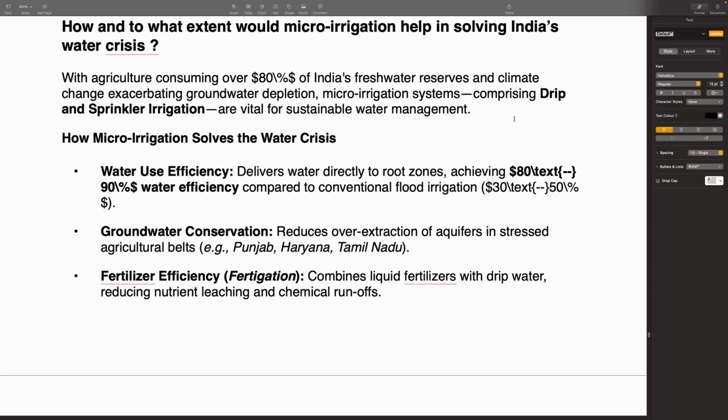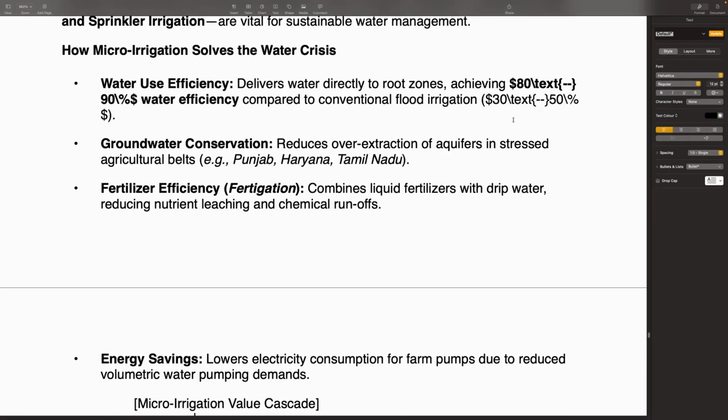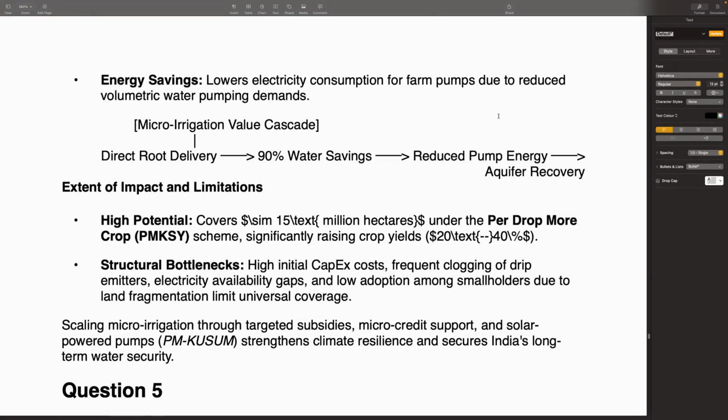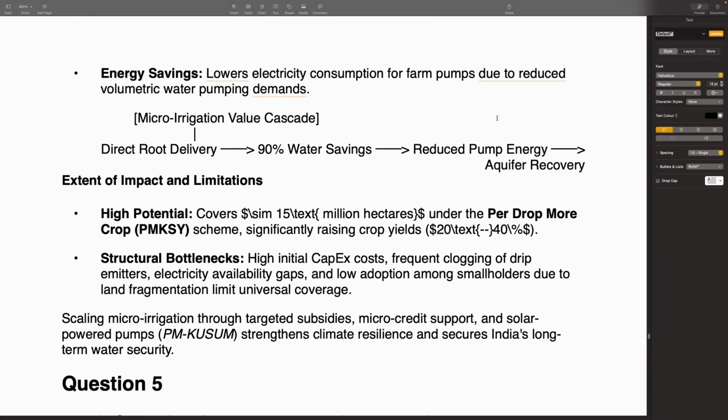Fertilizer efficiency: fertigation combines liquid fertilizers with drip water, reducing nutrient leaching and chemical runoffs. Energy savings: lower electricity consumption for farm pumps due to reduced volumetric water pumping demands. Micro irrigation value cascade: direct root delivery, 90% water saving, reduced pump energy, aquifer recovery. Extent of impact and limitations.